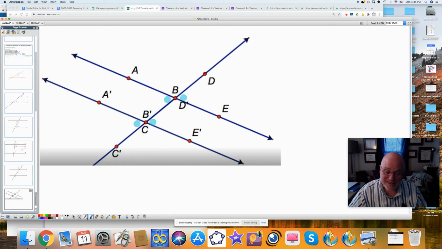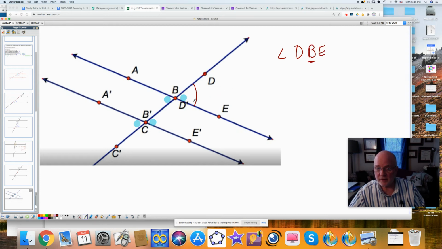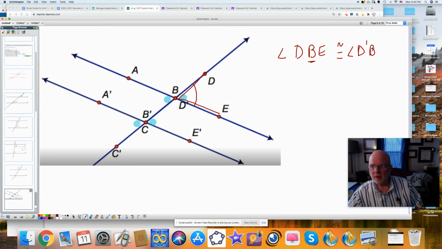But in this grade, what I'm looking for you to say is to talk to me about what transformation would take angle DBE, not BDE, angle DBE. You have to name them with the middle letter as the vertex. So that would be this angle. To angle D prime, B prime, E prime, to say that these are congruent. And sure, they are congruent. I've got the dots there to show that they're congruent.